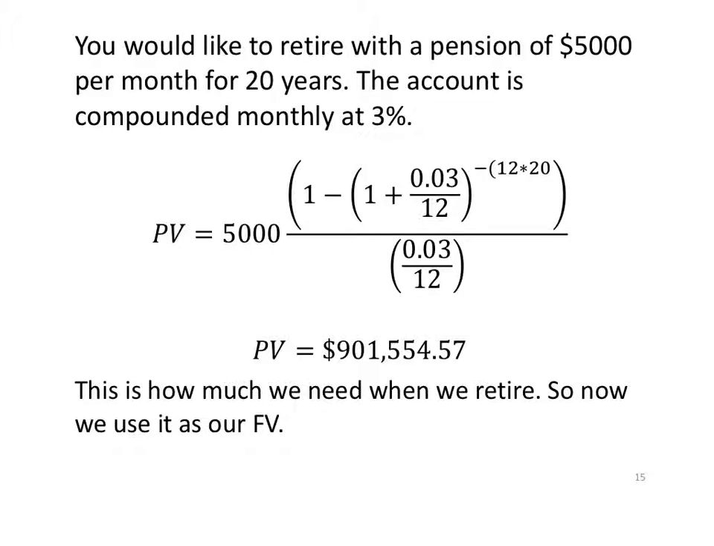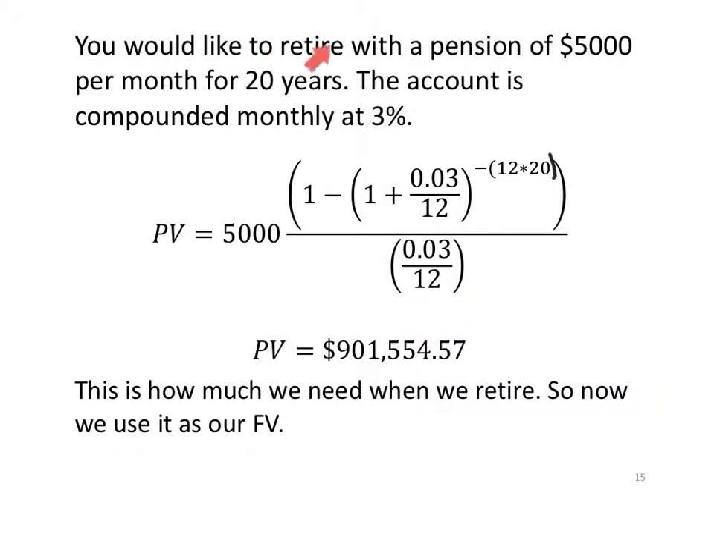I'm going to put in a little parentheses here that I just noticed I missed. 5,000 is our payment, then the big fraction. 1 minus 1 plus 0.03 over 12 for monthly, to the power of negative 12 times 20, monthly for 20 years. Close the parentheses on the exponent and the numerator, divided by your I value.